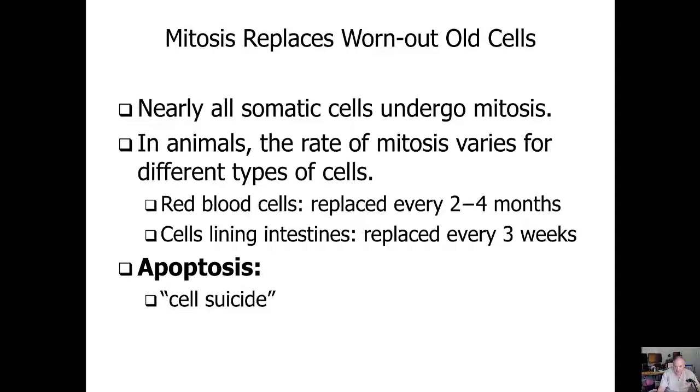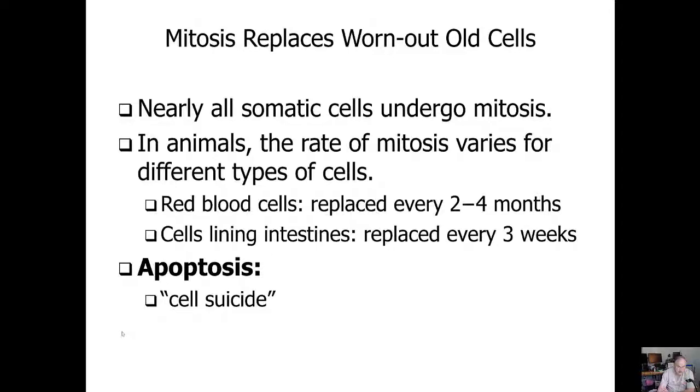In animals, the rate of mitosis varies for different types of cells, which is a pretty good idea, because if everything was at the same speed, boy, would we be a mess. Red blood cells replace every 2 to 4 months, and cells lining the intestines replace every 3 weeks. You can imagine, it's pretty rough stuff.